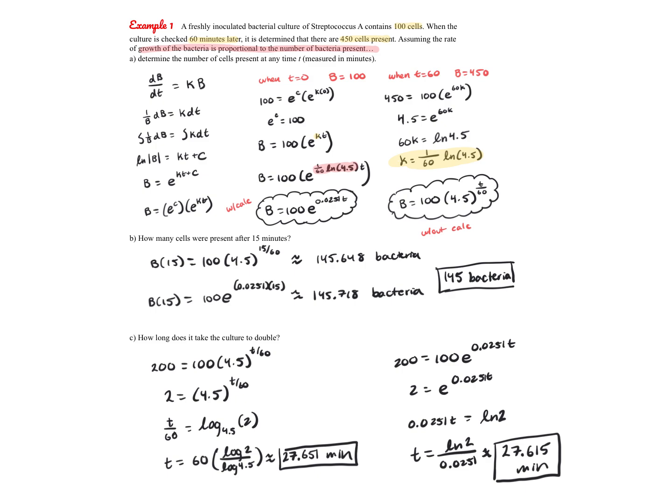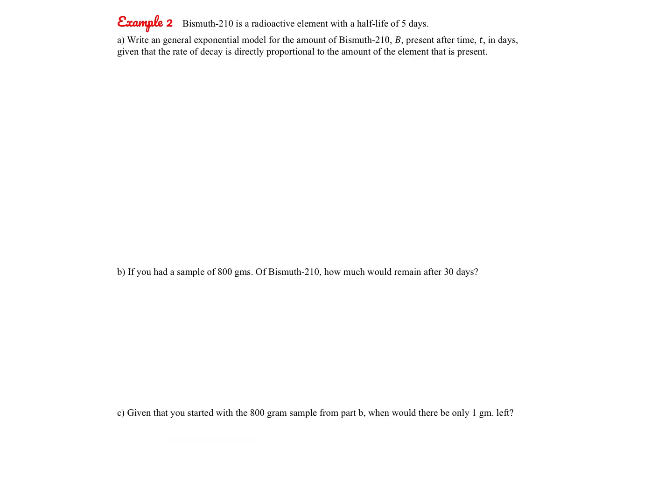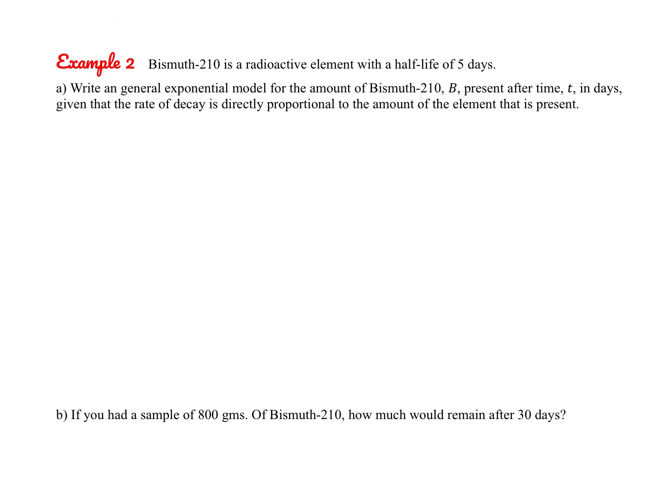All right, let's try another one together. This one says that bismuth-210 is a radioactive element with a half-life of 5 days. So first we're going to write a general exponential model for this radioactive element for how much is the amount after time in days, given that the rate of decay, so this is important, the rate of decay is directly proportional to the amount of element that is present.